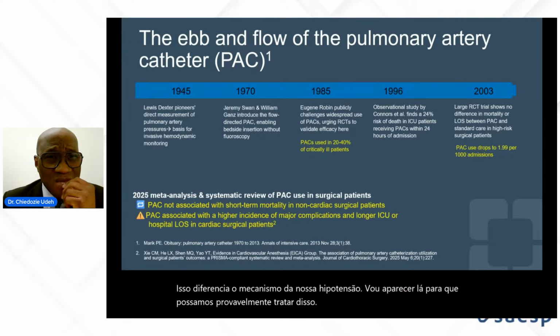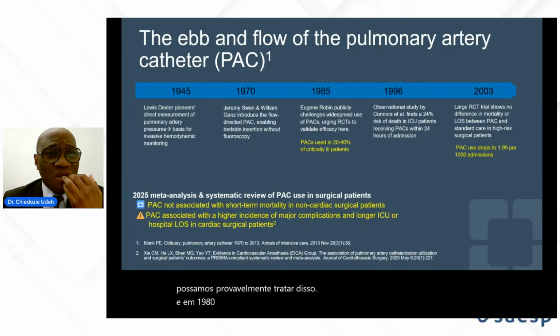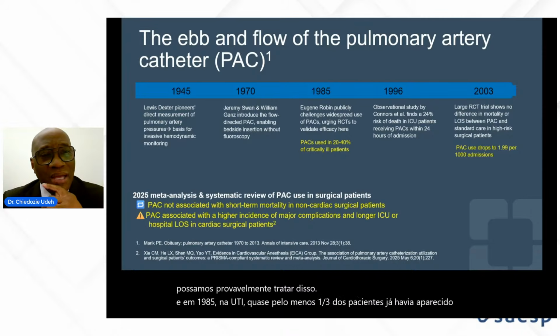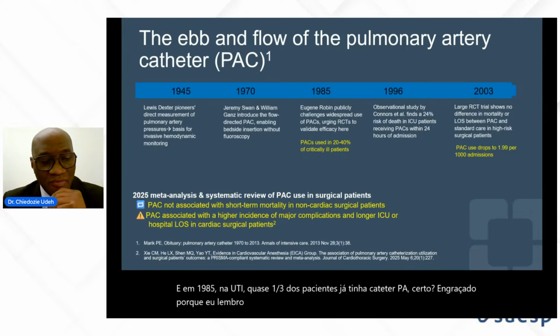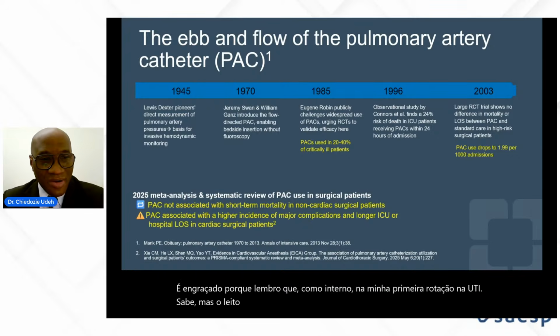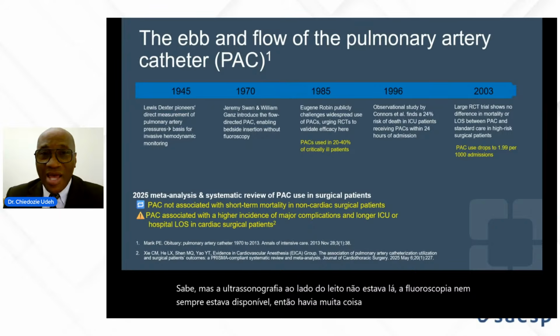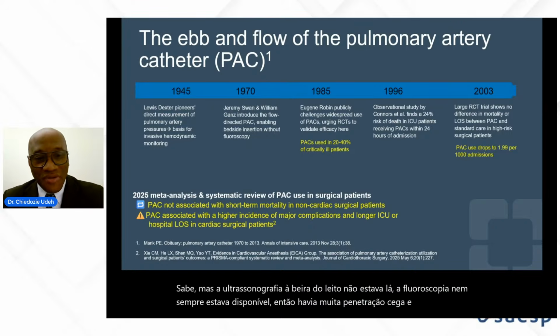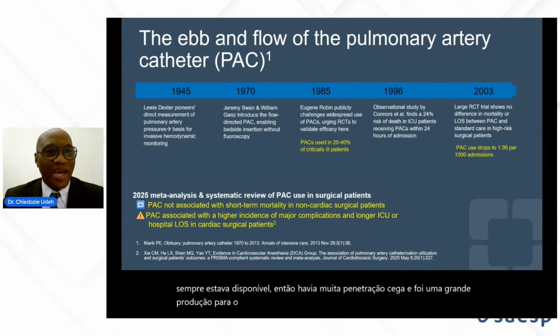And by 1985 in the ICU, at least 1/3 of patients in the ICU had a PA catheter, right? It's funny because I remember as an intern in my first rotation in the ICU, back then bedside ultrasonography was not there, or fluoroscopy wasn't always available, so there was a lot of blind sticking, and it was a big production for the fellows and the staff to get a PA catheter placed.